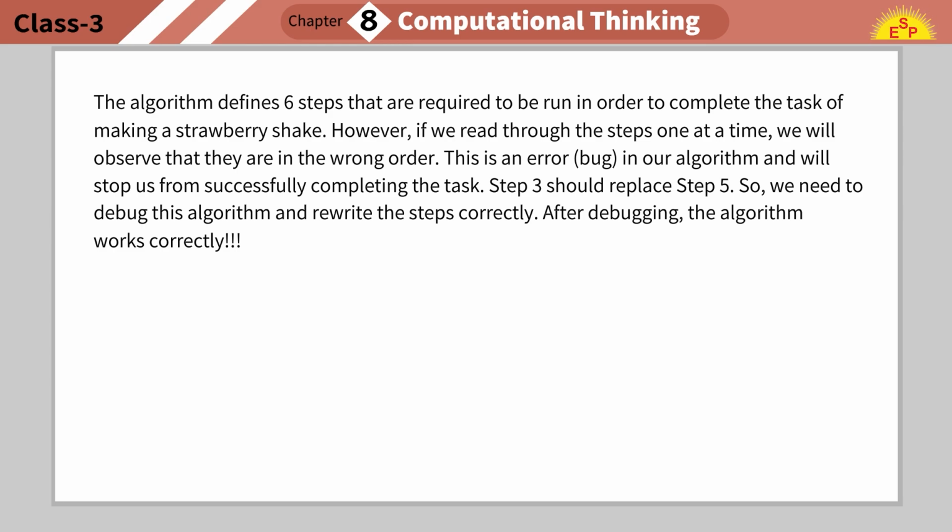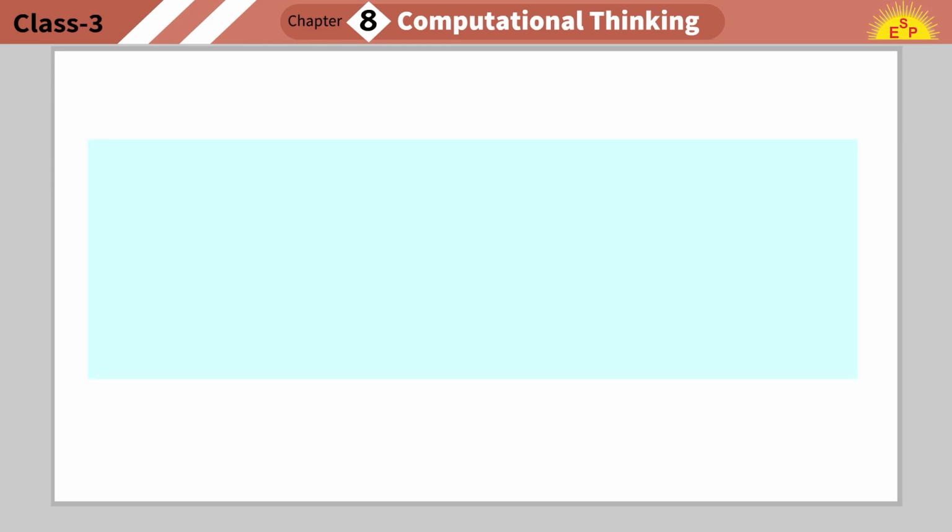However, if we read through the steps one at a time, we will observe that they are in the wrong order. This is an error, a bug, in our algorithm and will stop us from successfully completing the task. Step 3 should replace Step 5. So, we need to debug this algorithm and rewrite the steps correctly. After debugging, the algorithm works correctly. Throwback.